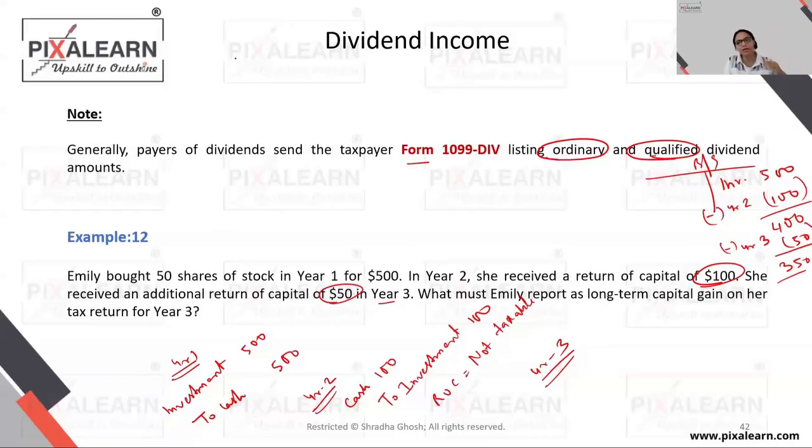You will have to exhaust that 500 completely before you can book anything in capital gains. Till the time I am getting earned money, I will pay tax. Till the time I'm getting back my investment, I will not pay tax. After the entire investment has been recovered, then if I get more money, I will pay capital gains. So I pay no tax. No capital gains. Why? Because I still have $350 left. My investment has not become zero. So how much long-term capital gains will be reported? Zero.